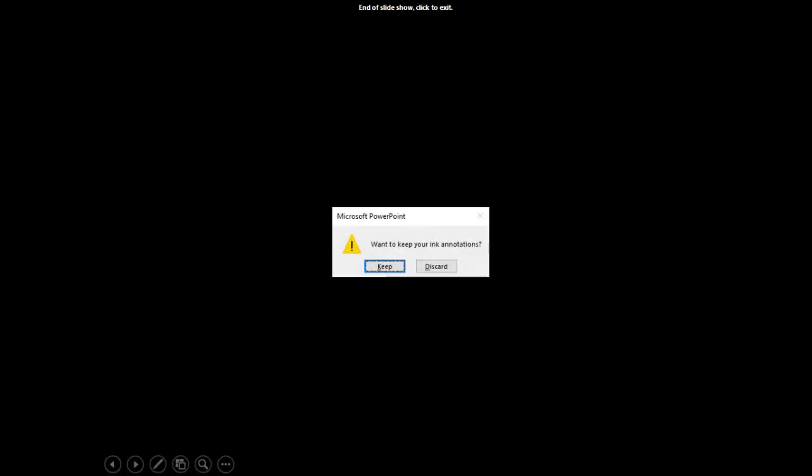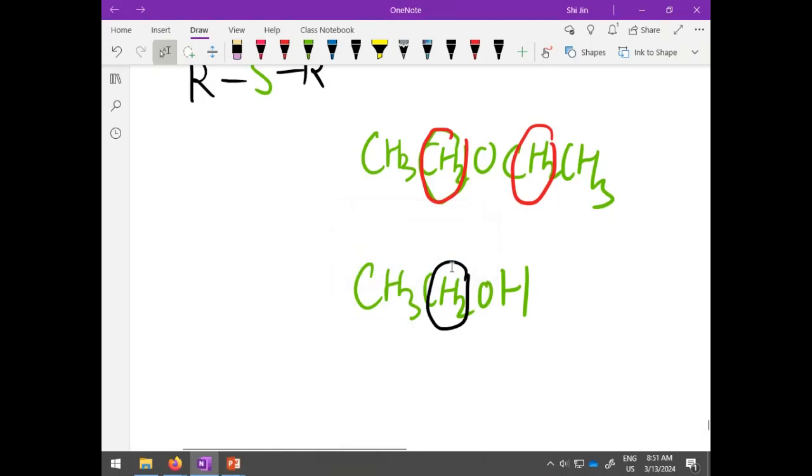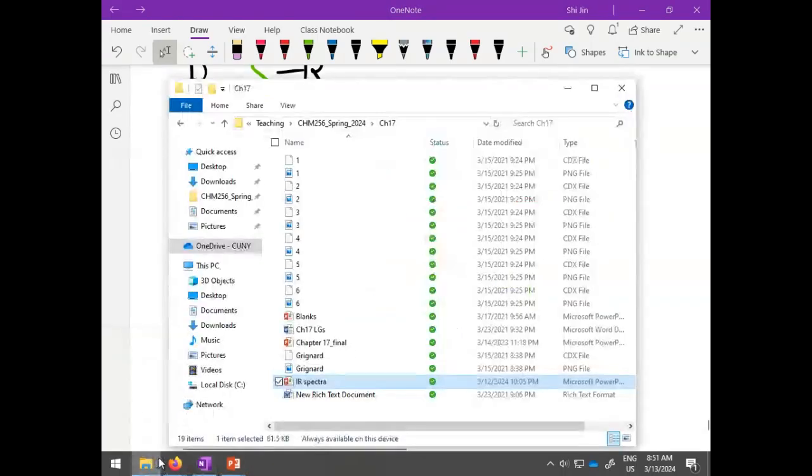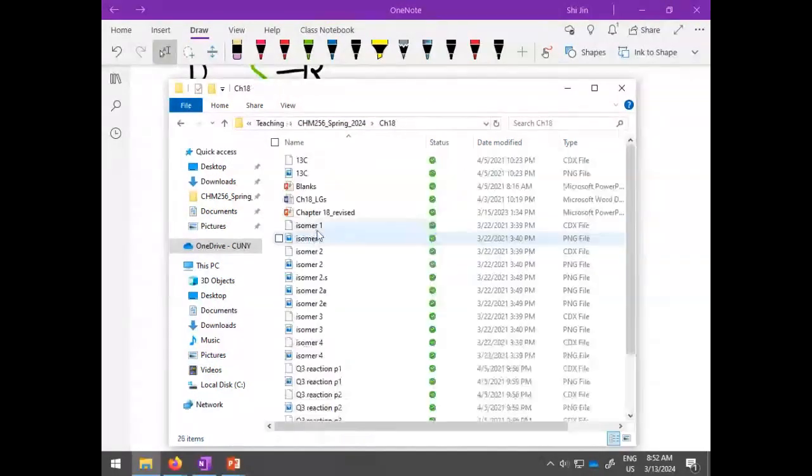Okay. So this basically concludes chapter 17. Any questions you might have? So the ether spectra are very similar to alcohols, just without the OH group. That's the key, just without the OH group. Now, if you don't have a question, we can move on from chapter 17.